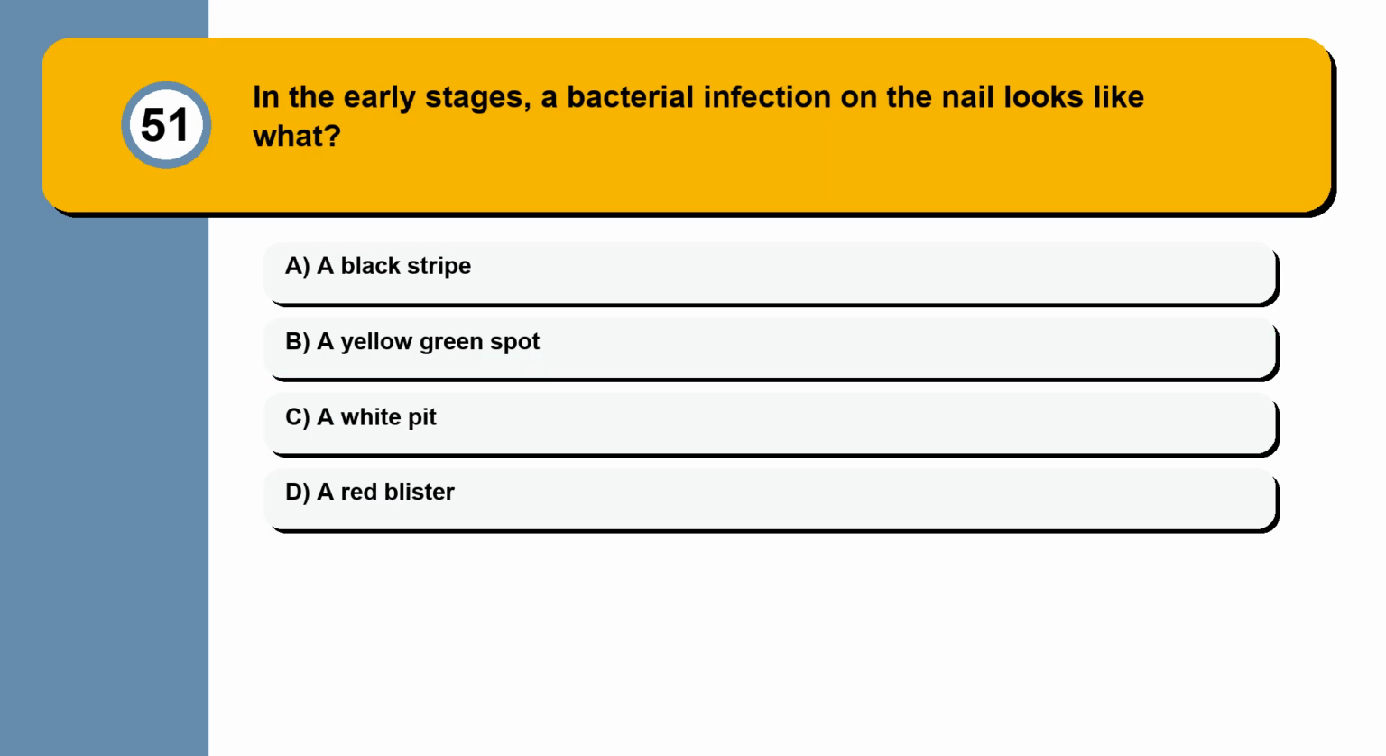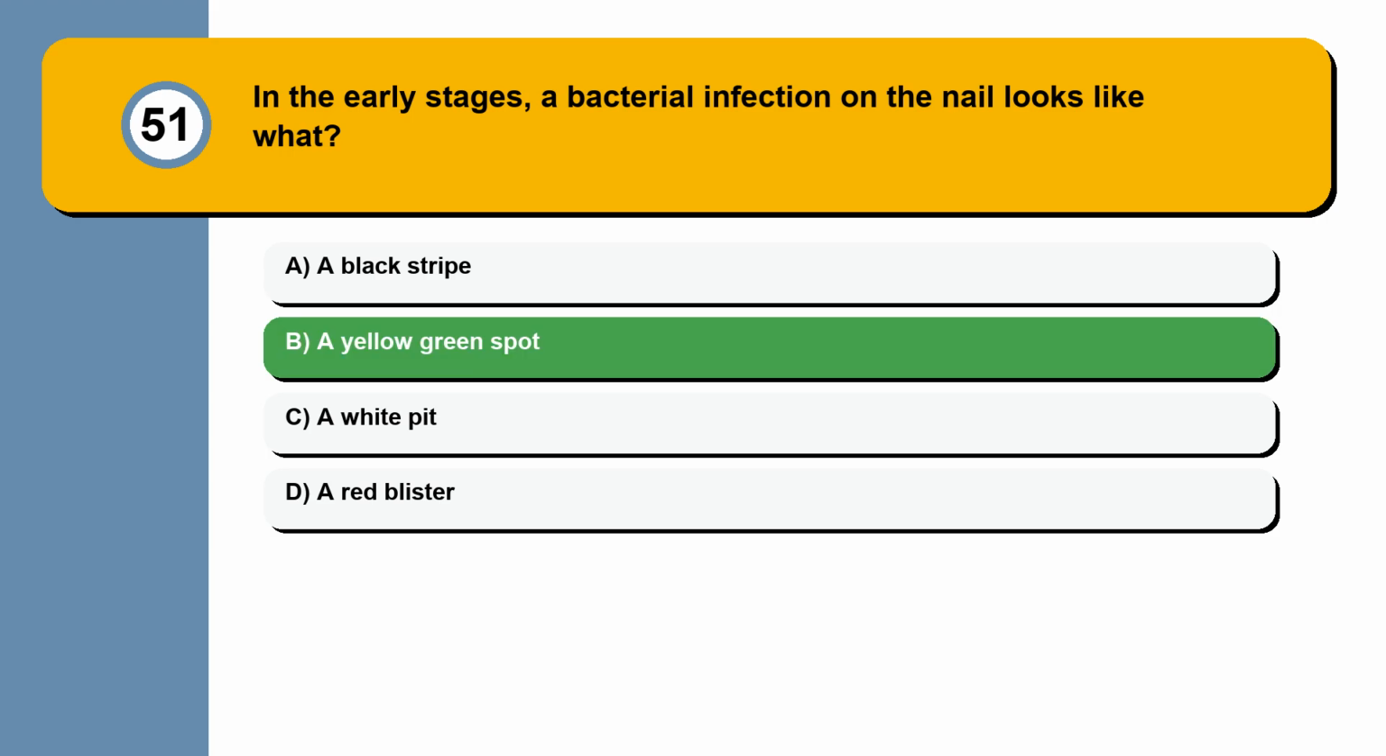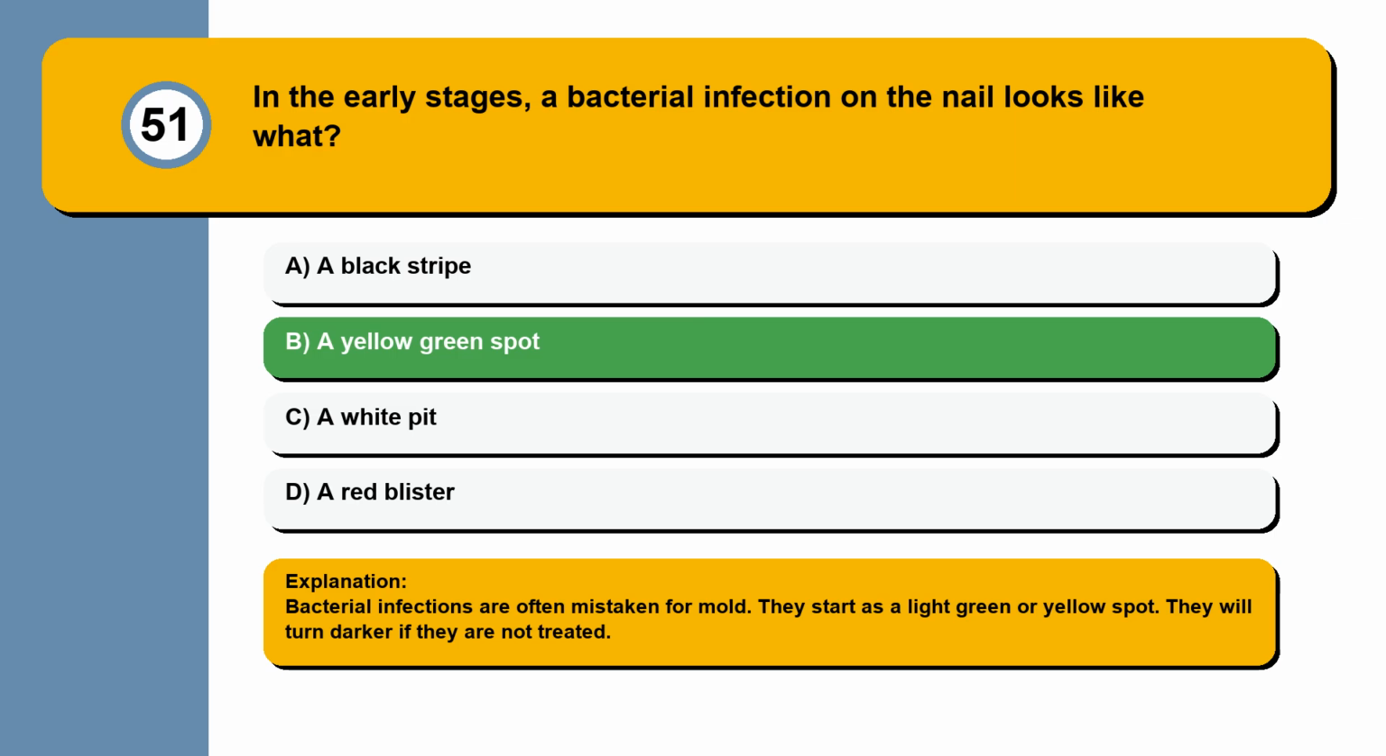Question 51. In the early stages, a bacterial infection on the nail looks like what? A black stripe, a yellow-green spot, a white pit, a red blister. Bacterial infections are often mistaken for mold. They start as a light green or yellow spot. They will turn darker if they are not treated.